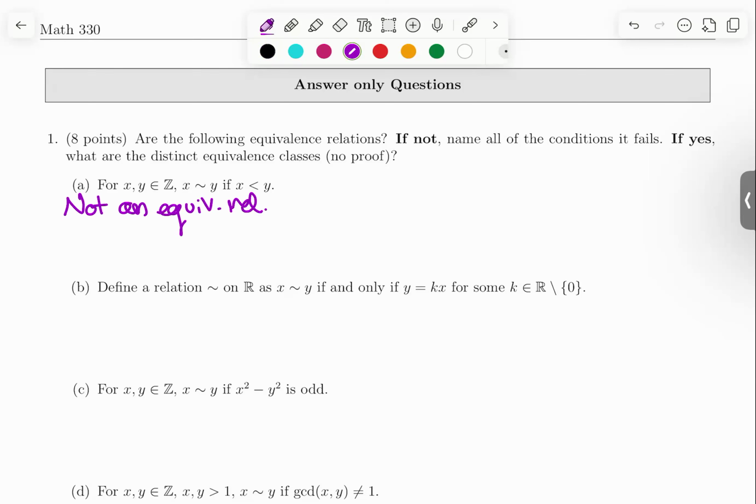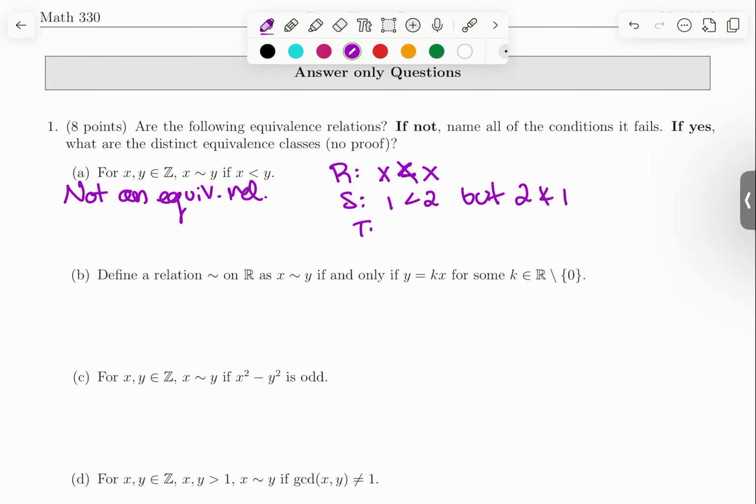And so why is that? Well, reflexivity, it fails. Because x is not going to be less than itself, right? That's not a thing. Symmetry, it fails. For example, 1 could be less than 2, but 2 is not less than 1. Transitivity is fine.